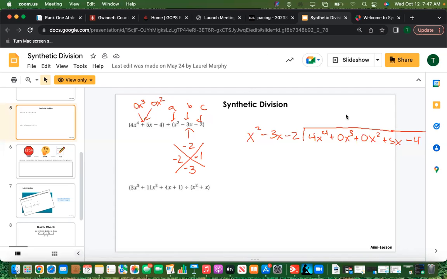So now you're going to ask yourself, what times x squared will give me 4x to the 4th? That's going to be 4x squared. You're going to multiply 4x squared times everything on the outside. So that's going to give me 4x to the fourth minus 12x cubed minus 8x squared.